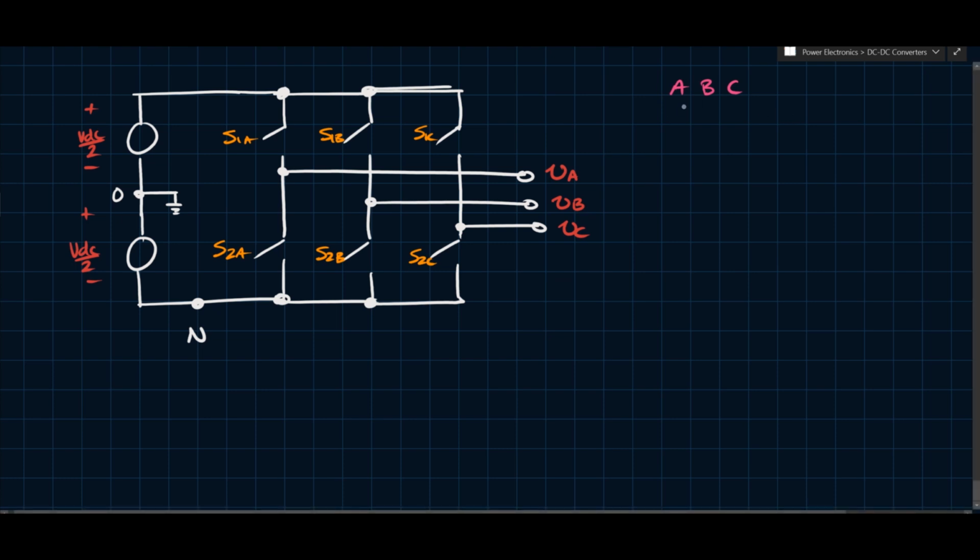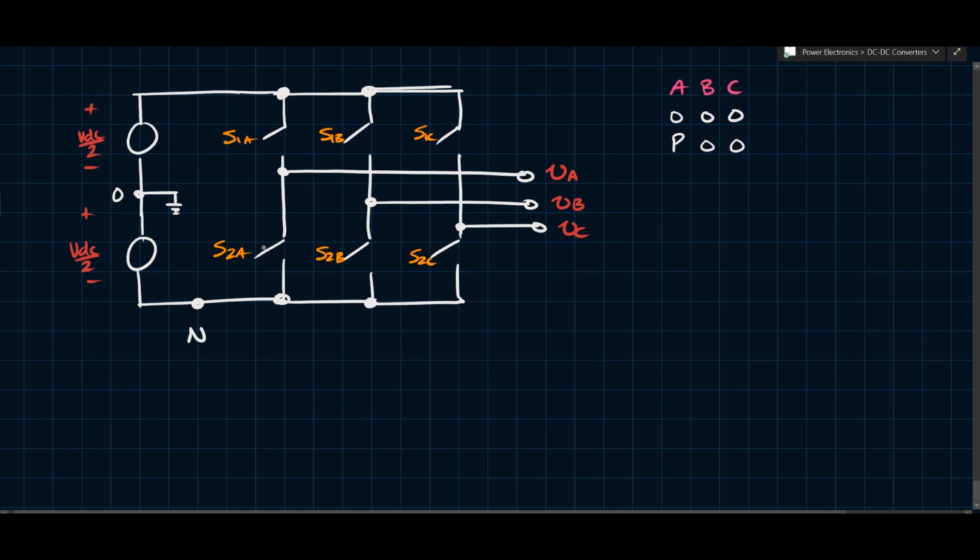And I'm going to say P means positive, okay? So I'm only going to consider the top. So if P is positive, that means this switch is turned on, okay? So for instance, if I say O, O, O, that means all of the top switches are off, okay? But if I say P, O, O, that means this one is turned on and these two are turned off.